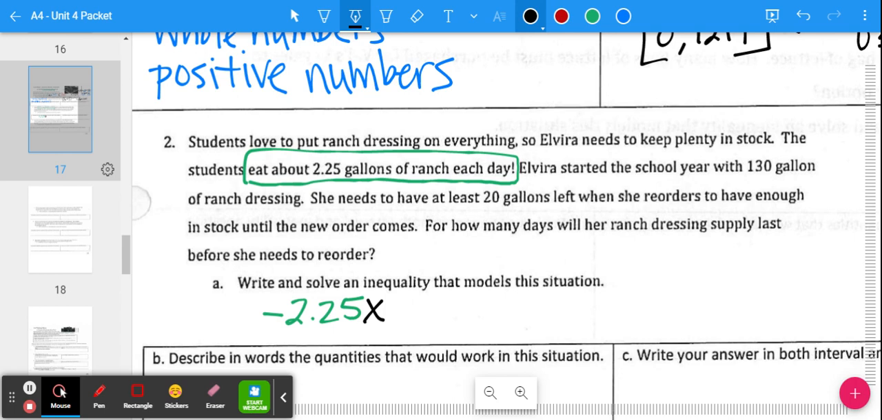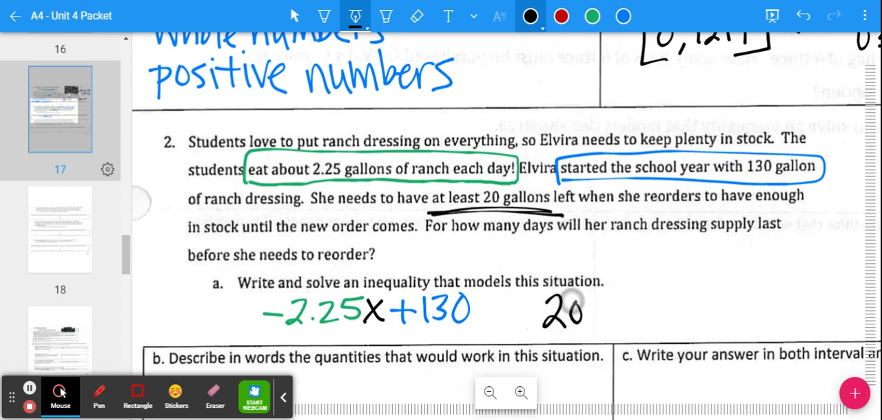And she starts the year, so our beginning amount is 130 gallons, a positive 130 gallons. And it says she wants to have at least 20 gallons left. So 20 is the smallest amount she wants to have left. So our inequality is going to be greater than or equal to. So the smallest amount, at least 20 gallons. 20 is your smallest amount you need to have before she reorders.